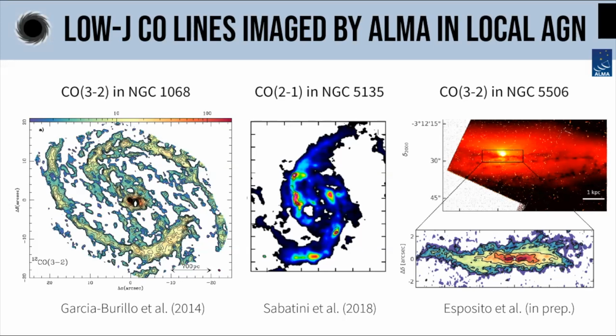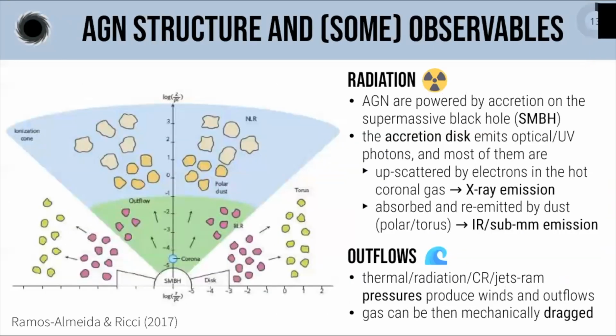So I will briefly introduce what AGN are and what their effect on the molecular gas is. This is a good sketch of the central 100 parsec, in logarithmic scale, of a typical radio-quiet AGN. At the center, we have the supermassive black hole. Surrounding the supermassive black hole, we have the accretion disk, which is the main source of energy.